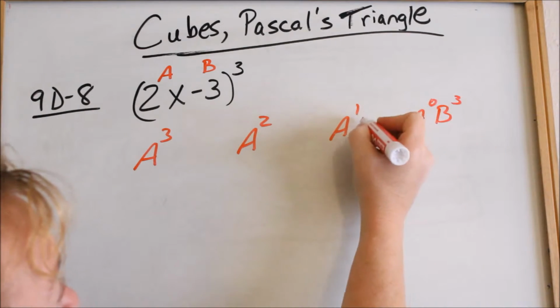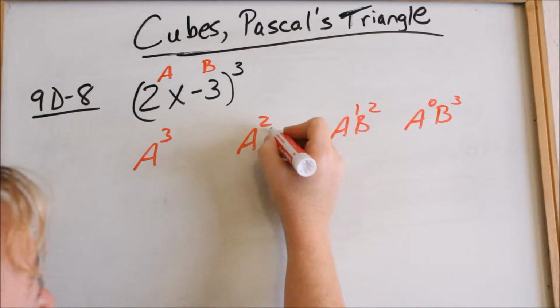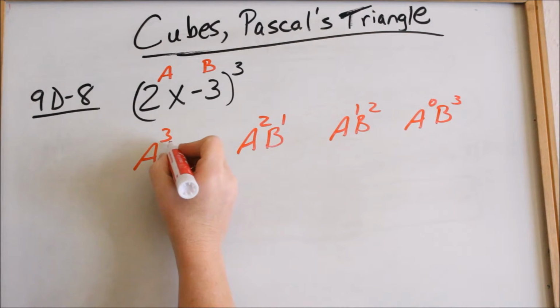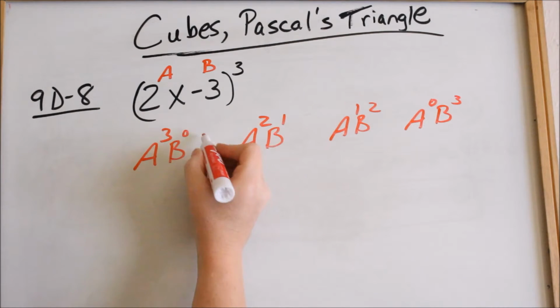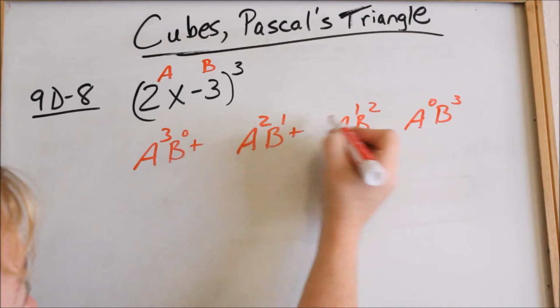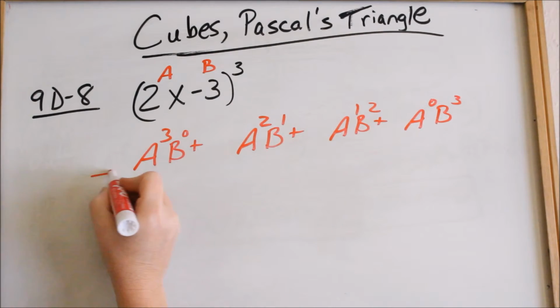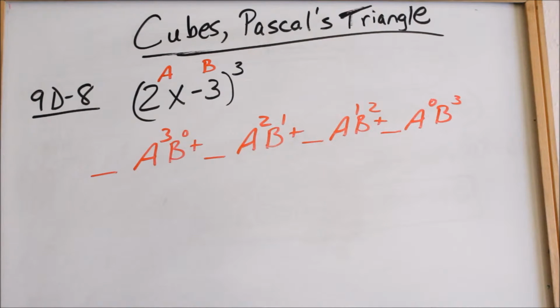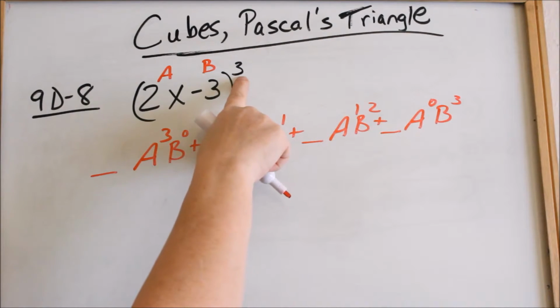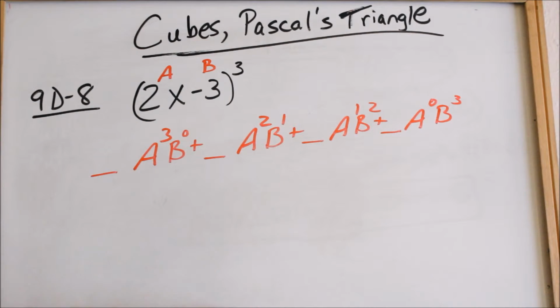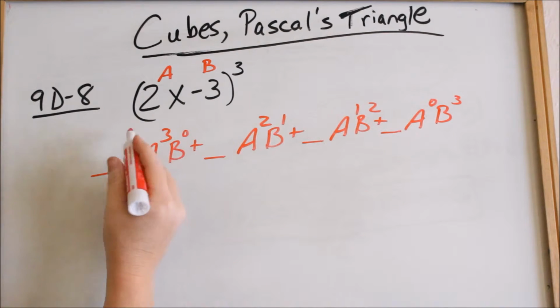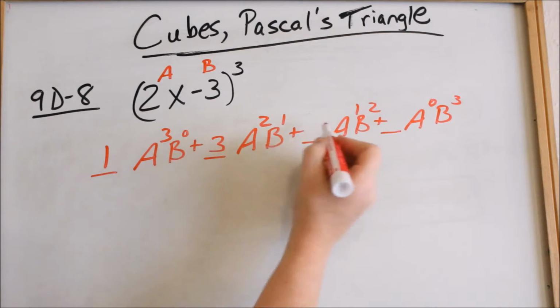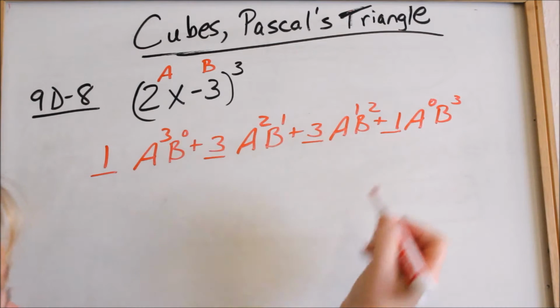B cubed, b squared, b to the first, b to the 0, and then there's a plus sign in front of each one of these, and then there will be a coefficient in front of each one of these. You get your coefficient from Pascal's triangle. We are raising to the third power, so on Pascal's triangle, if you go to the third power, there are 4 numbers in that line, and those are your coefficients. It will be 1, 3, 3, 1.